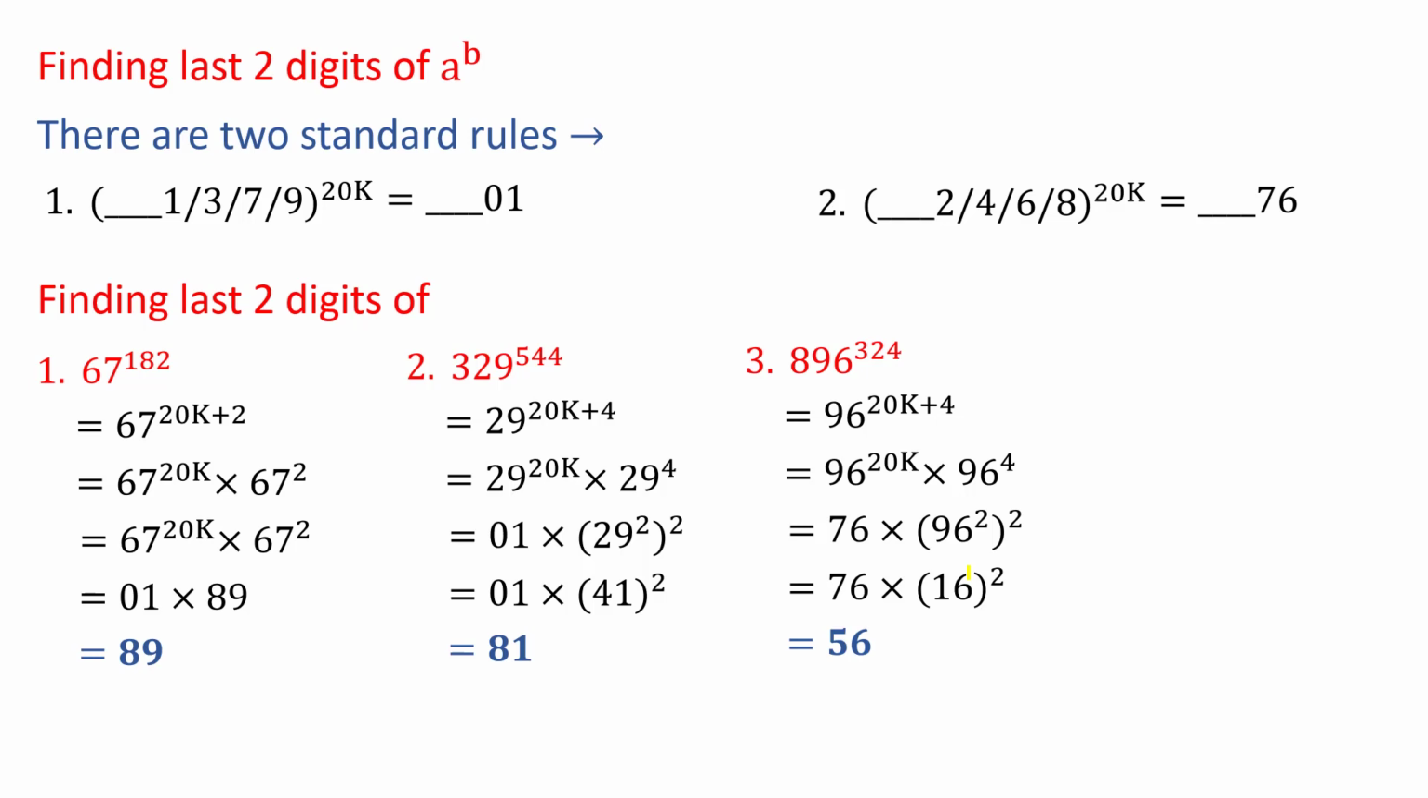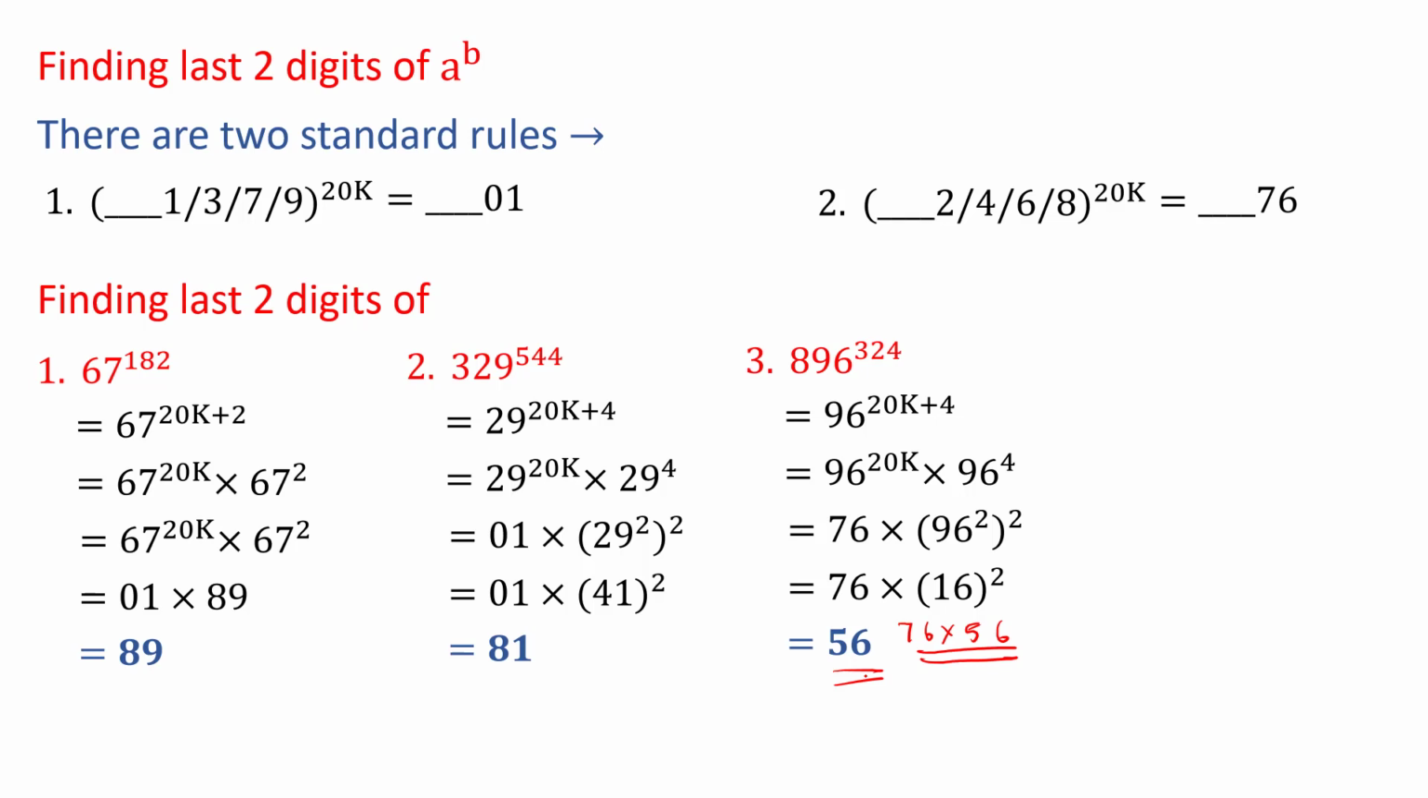So 96 square ends with 6 square, that is 36, and 36 square ends with 1296, that is 96. Okay everyone, and 96 into 76, just one second, over here this has to be 76 into 96. Okay, if you do 76 into 96, the last two digits are going to be 96. Okay, we'll see it in detail.